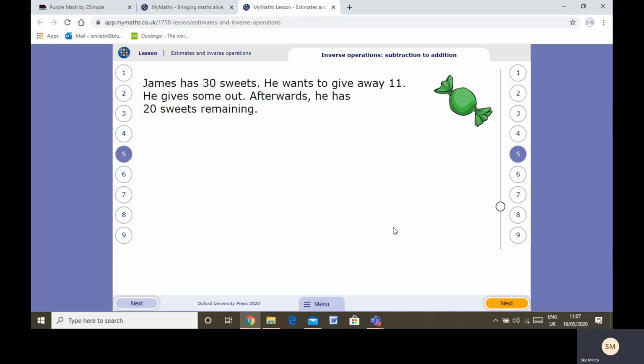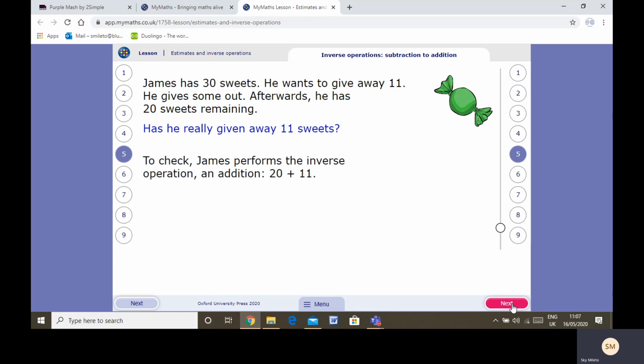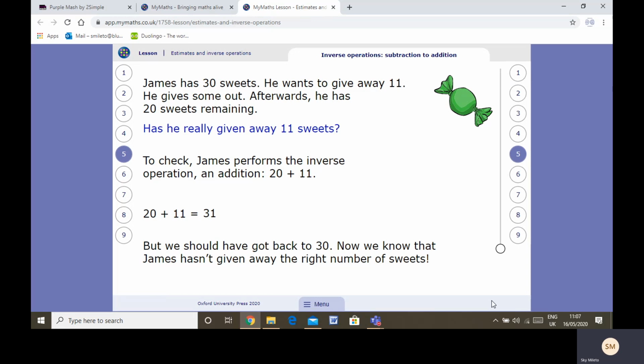James has 30 sweets. He wants to give away 11. He gives some sweets out. Afterwards, he had 20 sweets remaining. Has he given away 11? James can check if he's given away 11 by adding the sweets he has remaining with the amount he thinks he's given away. So he would do 20 plus 11 and he would get the answer 31. But he only started with 30 sweets, so can he have possibly given away 11? No, he can't have given away 11. He must have only given away 10.